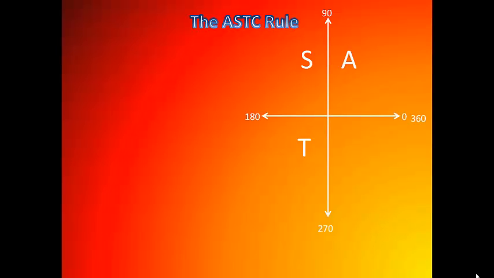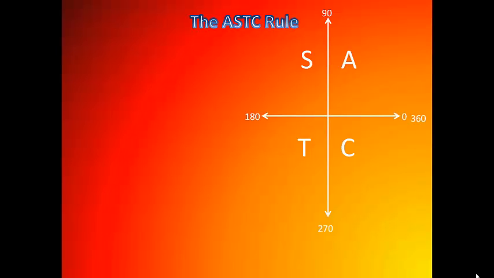T lies in the third quad, and that means in the third quad, the tan only is positive, and the other trigonometric ratios are negative. And C in the fourth quad means the cosine in the fourth quad is positive, and the other trigonometric ratios are negative.